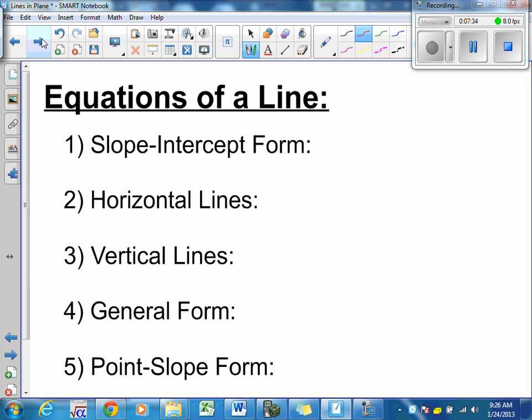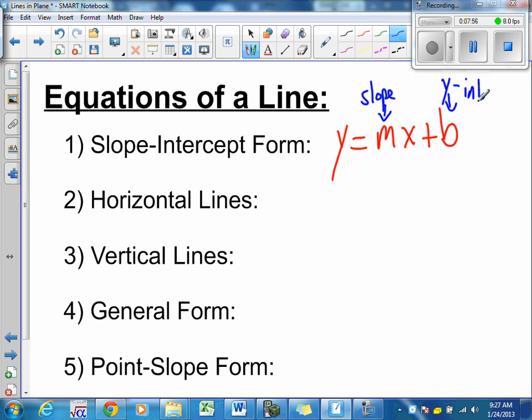Now, let's also review equations of lines. Slope-intercept form. This is our y equals mx plus b. Remember, m is the slope, b is the y-intercept. If we have a horizontal line, it's just y equals b. No x's. A vertical line is x equals a. No y's.